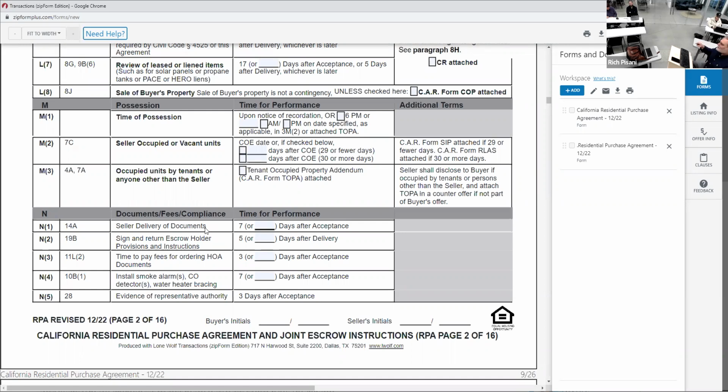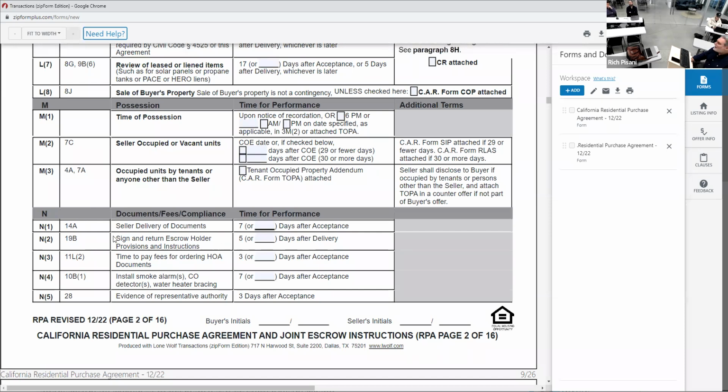What I used to do is in my calendar, this is the date of acceptance. Okay, this property, seller documents, 7 days. Then I go 17 days, buyer to remove this, and so on, all the way down the line. Sign and return escrow holder provisions and instructions.